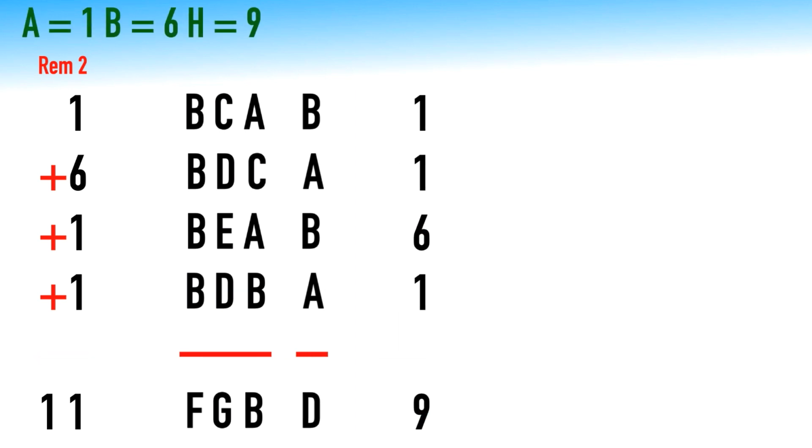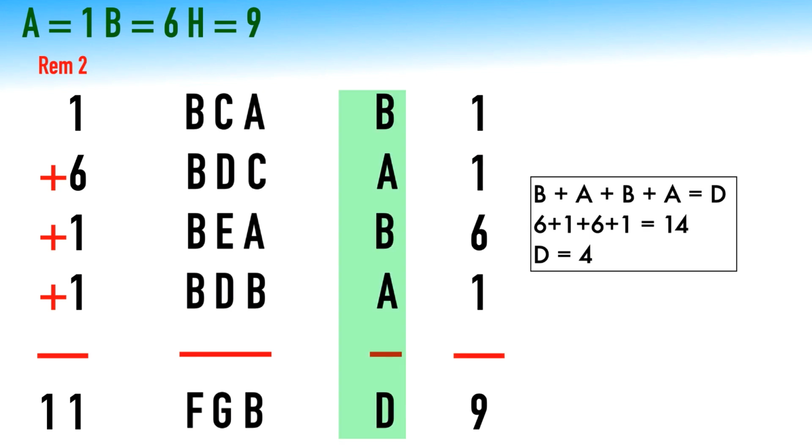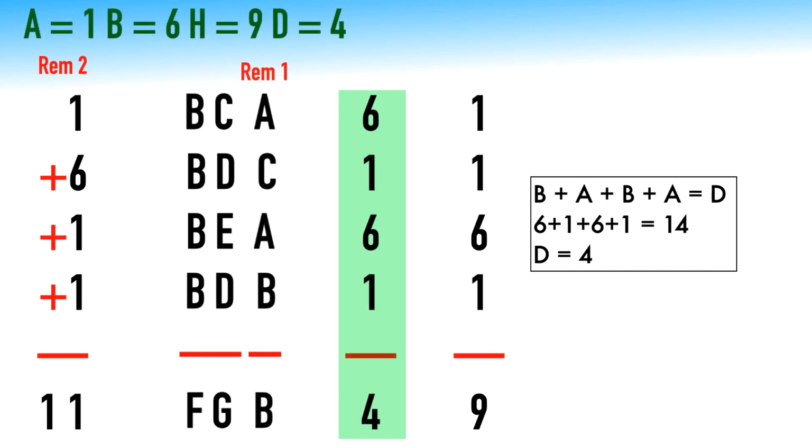Now consider the next column. After substituting the value of A and B in the second column, the expression becomes 6 plus 1 plus 6 plus 1 equals 14. Thus, the value of D is 4 and 1 is the carry forward to the next column.